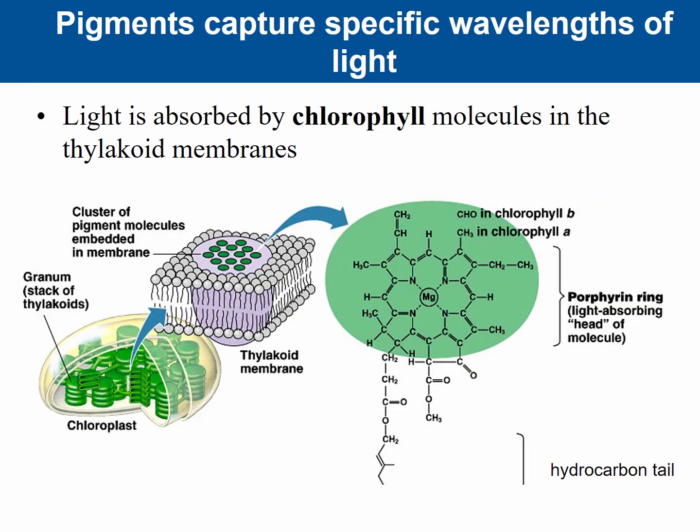So light is absorbed by chlorophyll molecules that are embedded in the thylakoid membranes. And so notice, if we look at this, here we have this porphyrin ring, and it has this hydrocarbon tail. This particular arrangement allows it to fit and span across the membrane because it's hydrocarbons, which allows it to interact with the hydrophobic interior of this membrane. And so these pigment molecules embedded in this thylakoid membrane are used to absorb wavelengths of light.